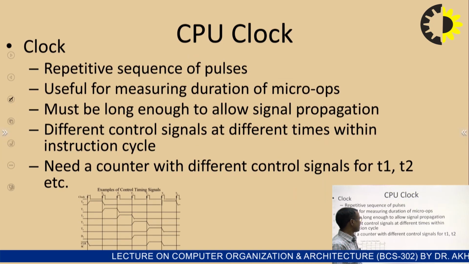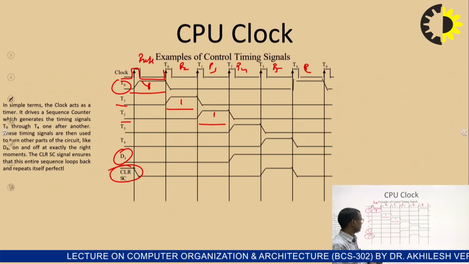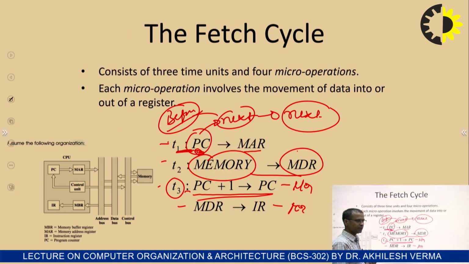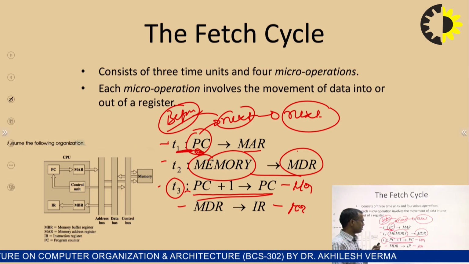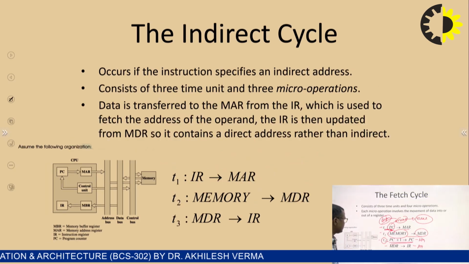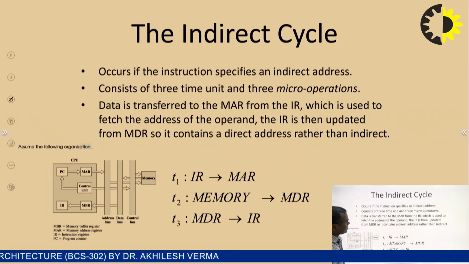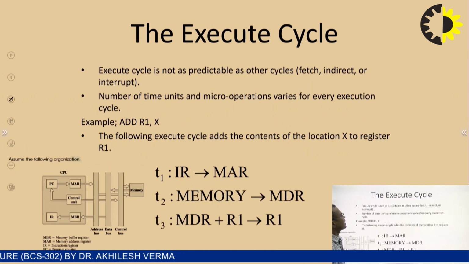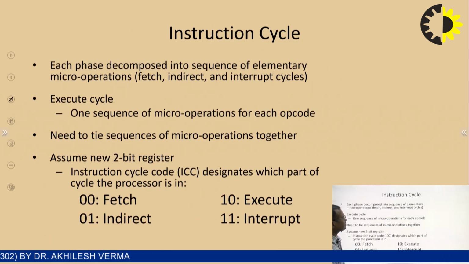So this timing is coming from this timing diagram T1, T2, T3. At T1, the first micro operation will happen, at T2 the second set of micro operations will happen, and then at T3 the third set of micro operations is happening. Likewise, there is an indirect cycle, interrupt cycle, and execute cycle. Okay.